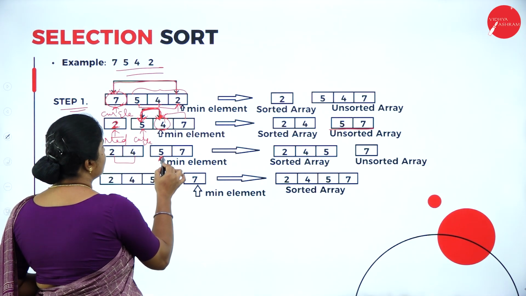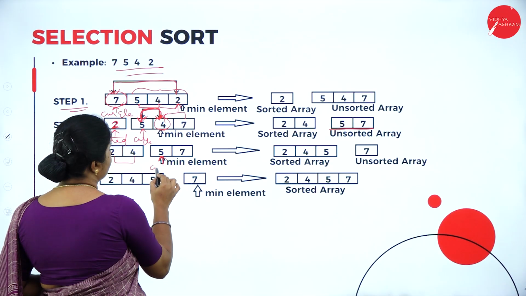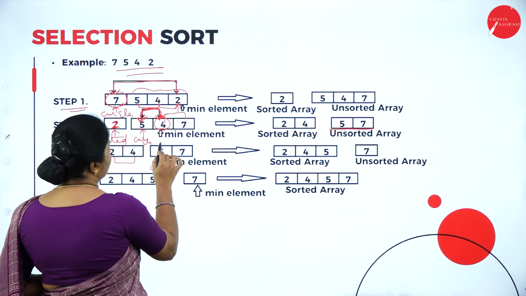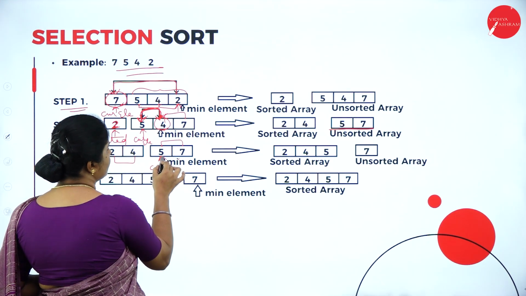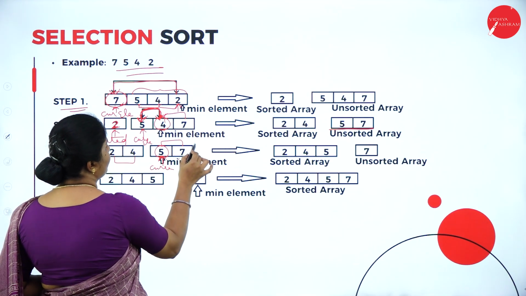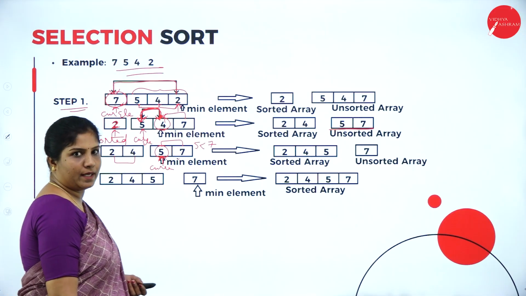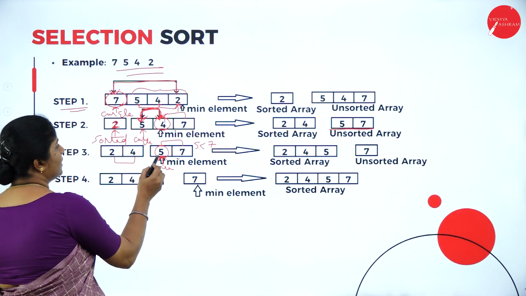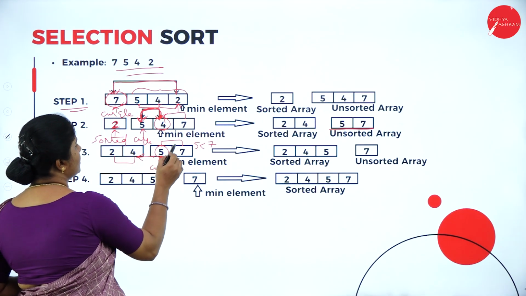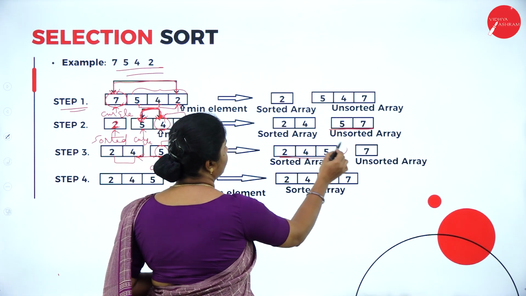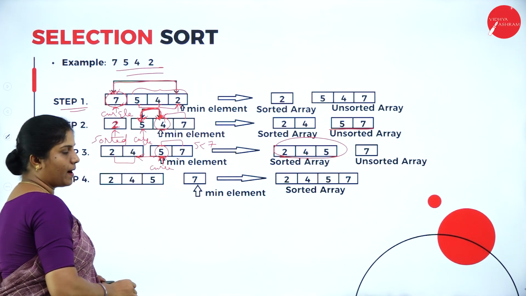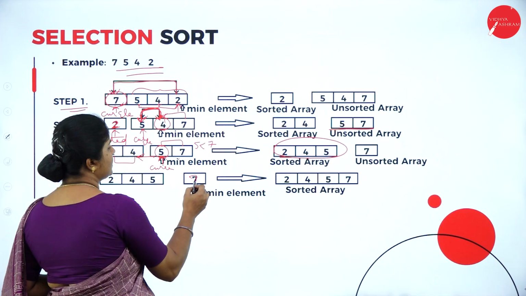Now, 5 is the current element. It checks with 7. Yes, 5 is the minimum, since 5 is lesser than 7. So no swapping is done. The 5 comes to the sorted part. Here, I have 3 elements in the sorted part, and 7 remains in the unsorted part.